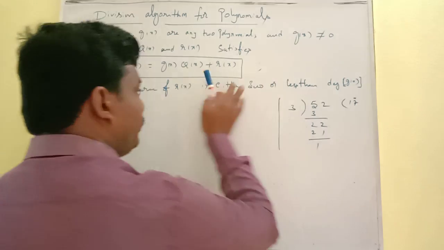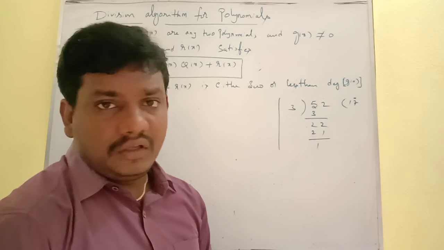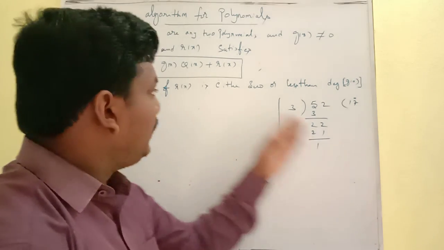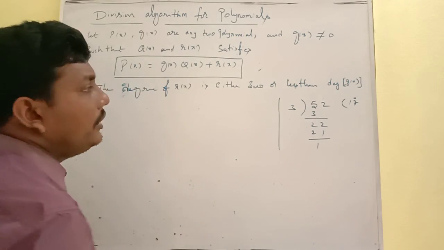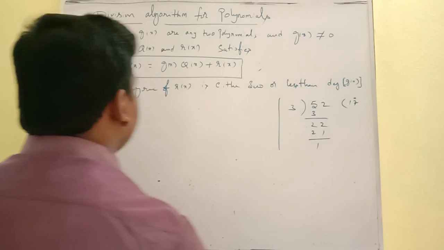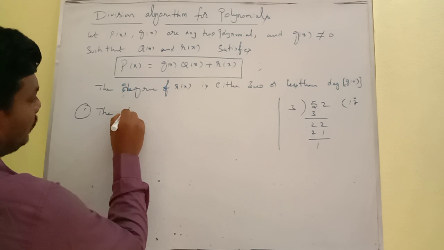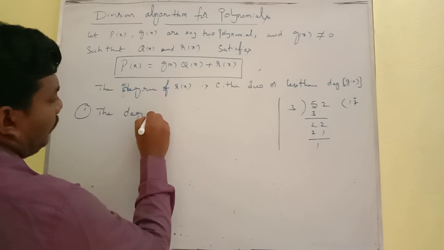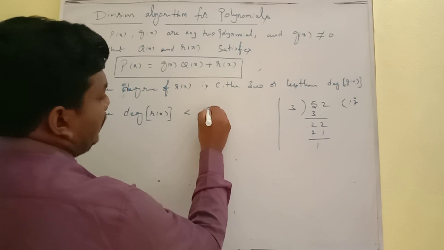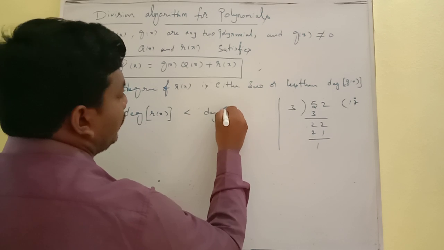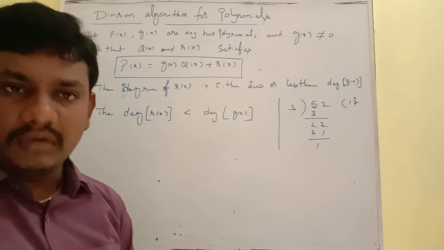The same condition applies to polynomials. For integers, the value itself is less than the divisor, and that value may be 0. But in polynomials we consider the degree. The degree of the remainder is always less than the degree of the divisor. So the first point we have to remember is that the degree of r of x is always less than the degree of g of x. It is a must.